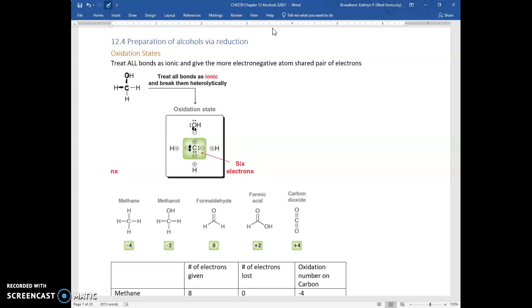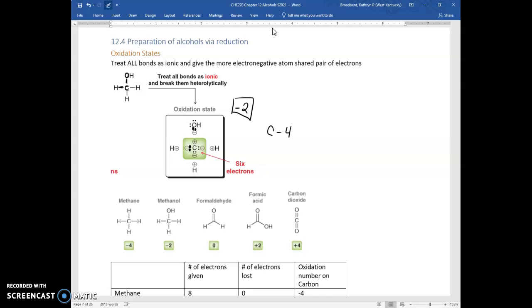So when we look at the number of electrons around our carbon, we see that we've got 6 electrons. Well, we know that carbon would like to have 4 electrons, but it's got 6, so it's got 2 extra ones. So we assign the oxidation number of -2 because we have 2 extra electrons.